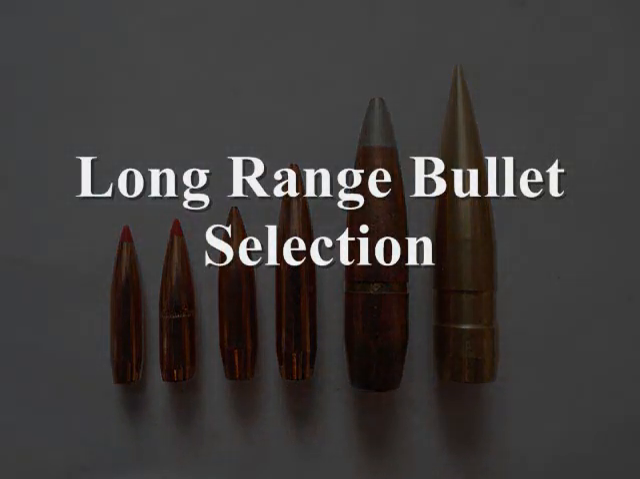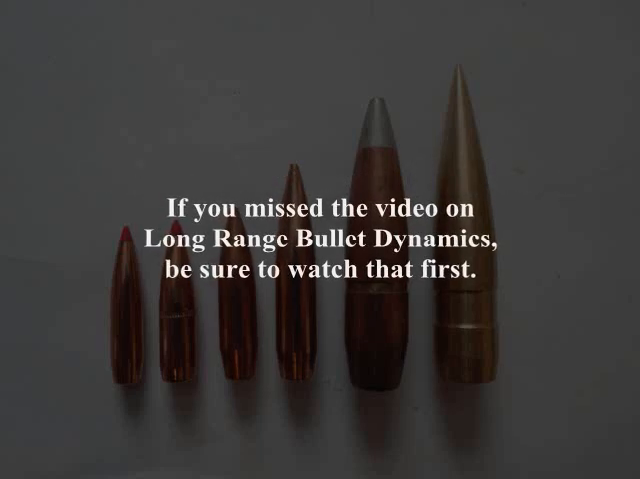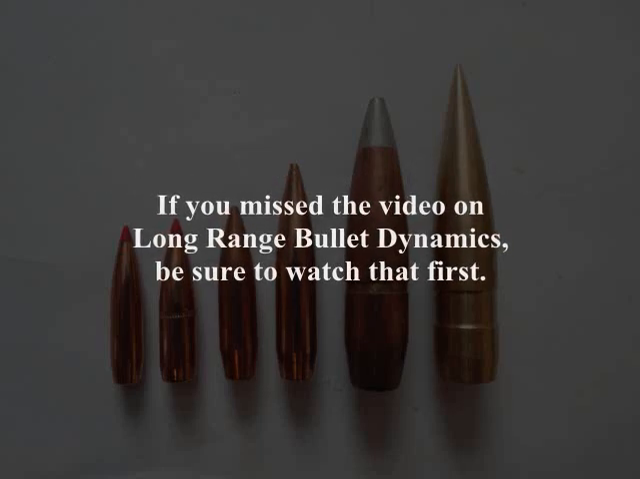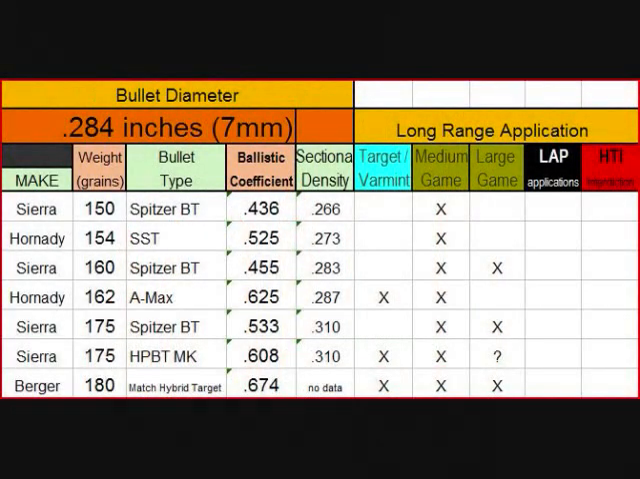So let's go through and practice some projectile selection like we did with our cartridge selection. Similar way, we're going to have a chart here. I've got the bullet diameter listed here, the make on the left-hand side, the weight of the bullet, the bullet type, and the coefficient is right here.